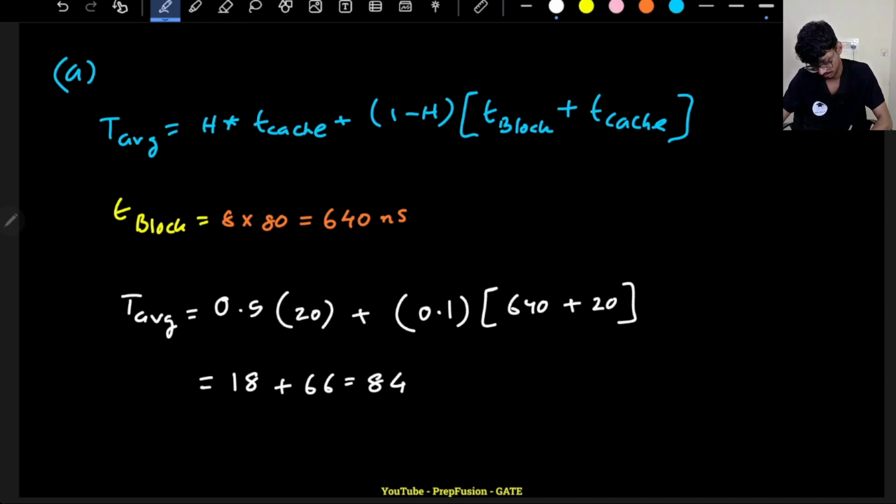Am I correct? 660, yeah, 8 into 80. Let me just quickly use the calculator. I don't want to mess up here, right? Just give me 1 second. So it is 0.9 into 20 plus 660 into 0.1, 84. Yeah, 84 is the correct answer. So 84 will be the answer of this particular question. I hope you have understood this particular concept.